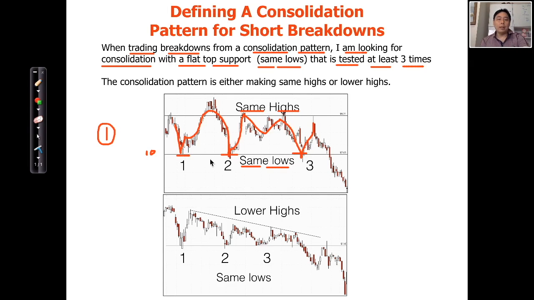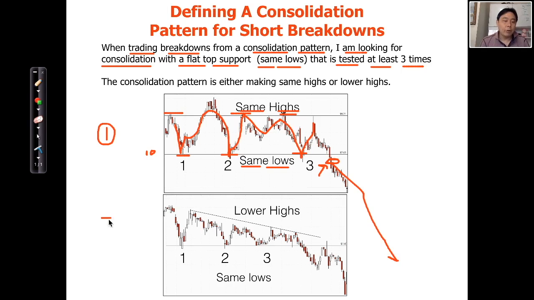And notice I'm drawing again the line of best fit, where it touches as many points as possible. And again, notice it makes same highs, and same highs. Okay? So if I'm going short, I want the support to be tested at least 3 times. And eventually here it breaks the support, and boom, triggers a downtrend.